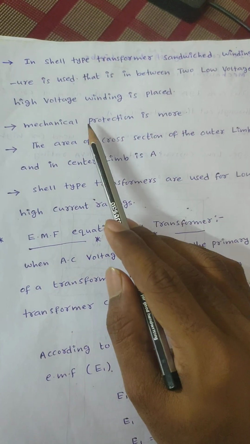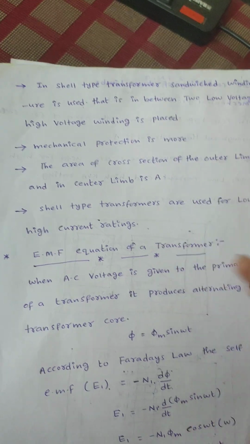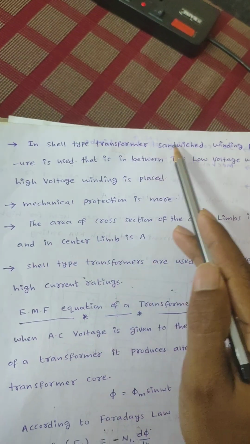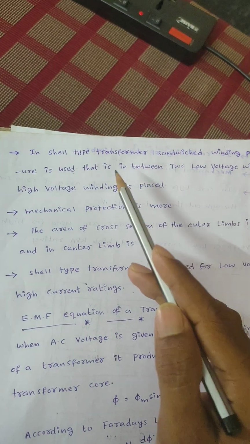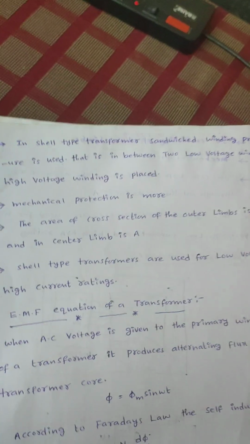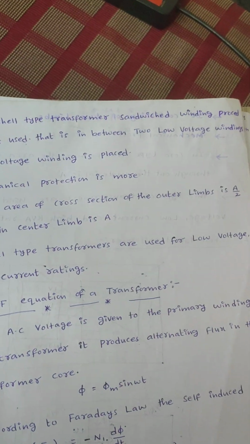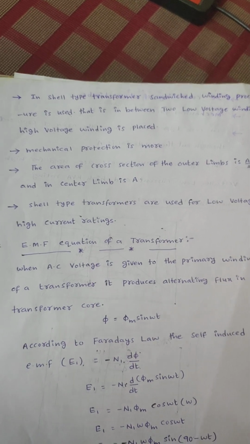Next, mechanical protection is more. Why? Because the windings are placed on the center limb. Next, in case of shell type transformer, already we know that sandwiched winding procedure is used. That is, between two low voltage windings one high voltage winding is placed, or in between two HV windings one LV winding is placed.